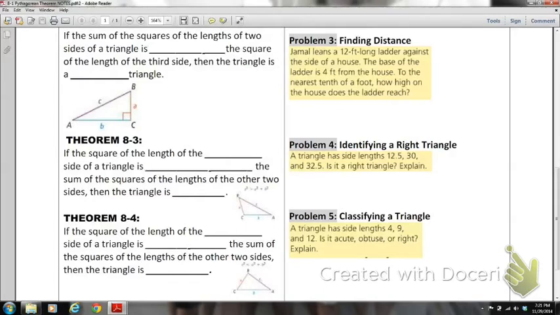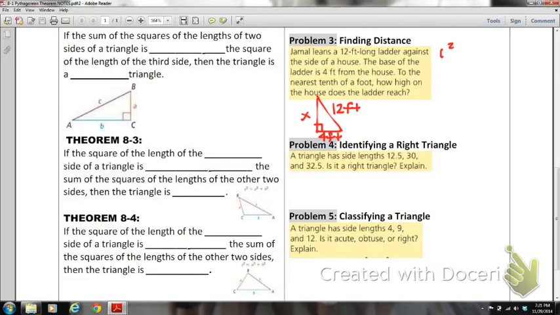So just sketch a diagram of this. We have the house. We have a 12-foot ladder leaning against the house, and it's 4 feet away from the house. And so we want to know how high on the house the ladder reaches. So we have a right triangle. We know the Pythagorean theorem applies.